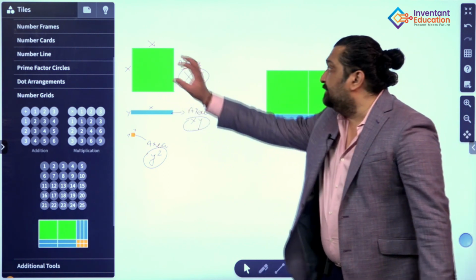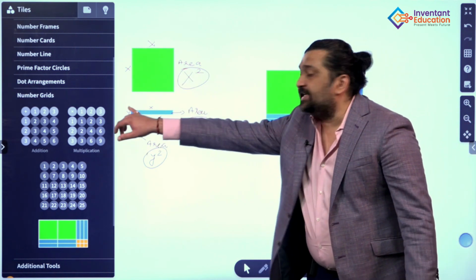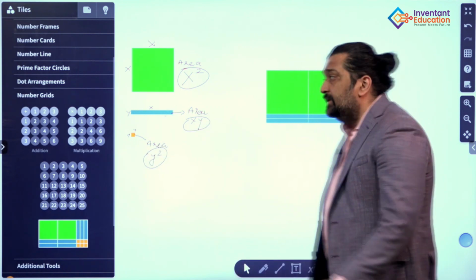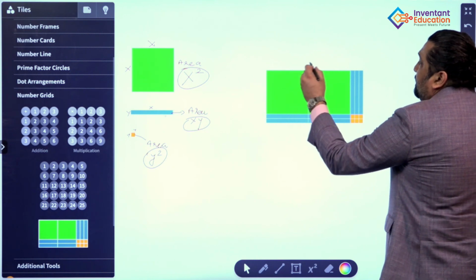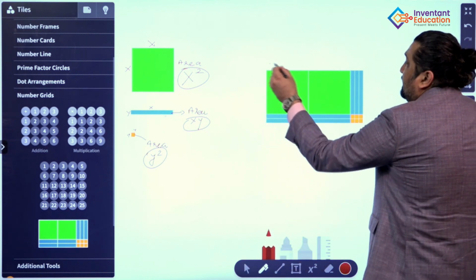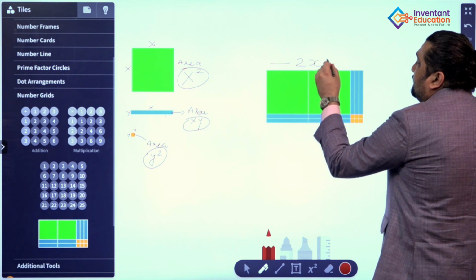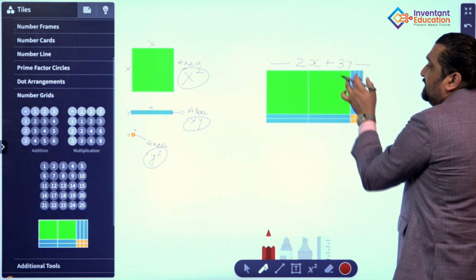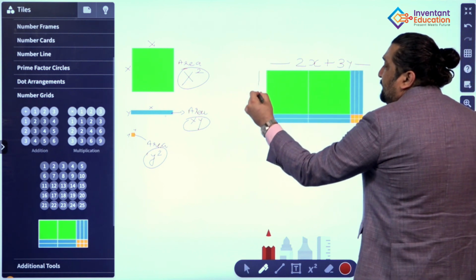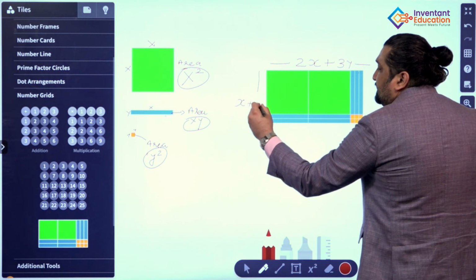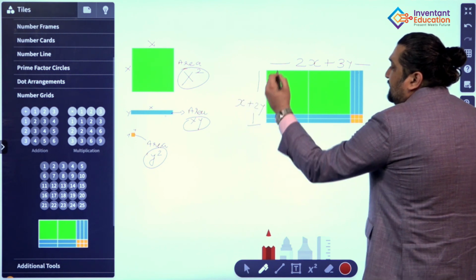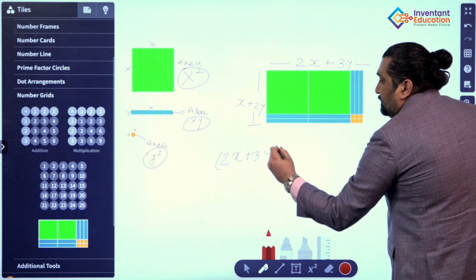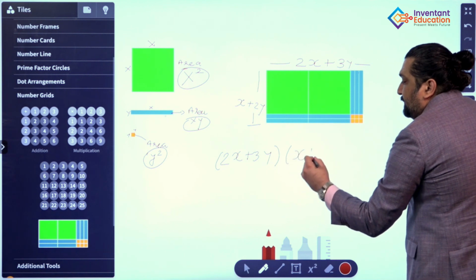Keeping the same notation, x by x area is x square here, x by y area is xy here, and y by y area is y square here. This part will be my 2x plus 3y because it has 2x length and 3y length, and this part would be x plus 2y. So the expansion of 2x plus 3y multiplied by x plus 2y.